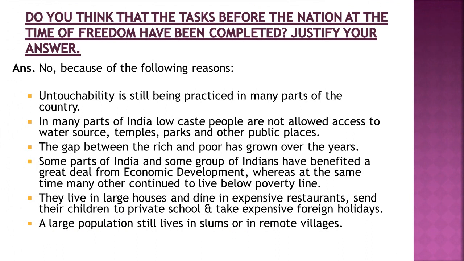Discuss how well the country has done since independence. Untouchability is still practiced in many parts of India despite the fact that it has been abolished. Many of the areas in India still do not have access to water, temples, parks, etc. The gap between rich and poor has been growing day by day. There are some people who are eating in expensive restaurants and some who do not have 2 meals a day. And there is a huge amount of population that is living below poverty line and they are forced to live in slums or in remote villages.